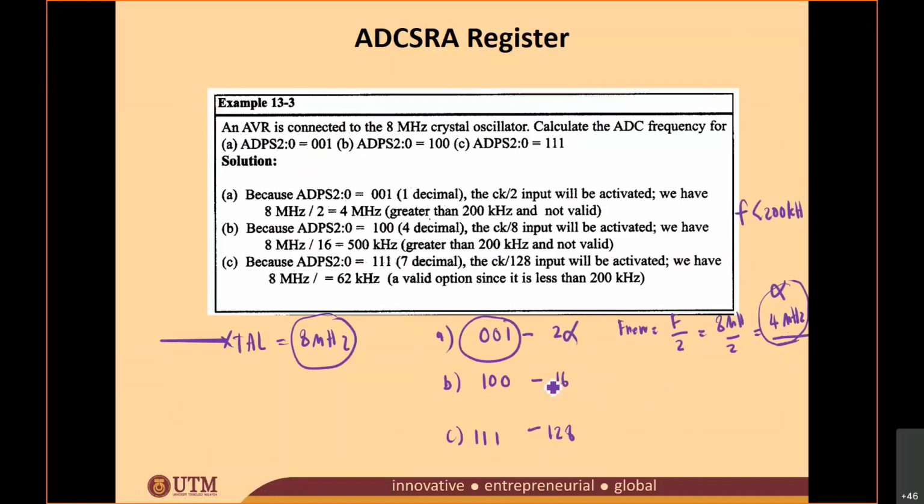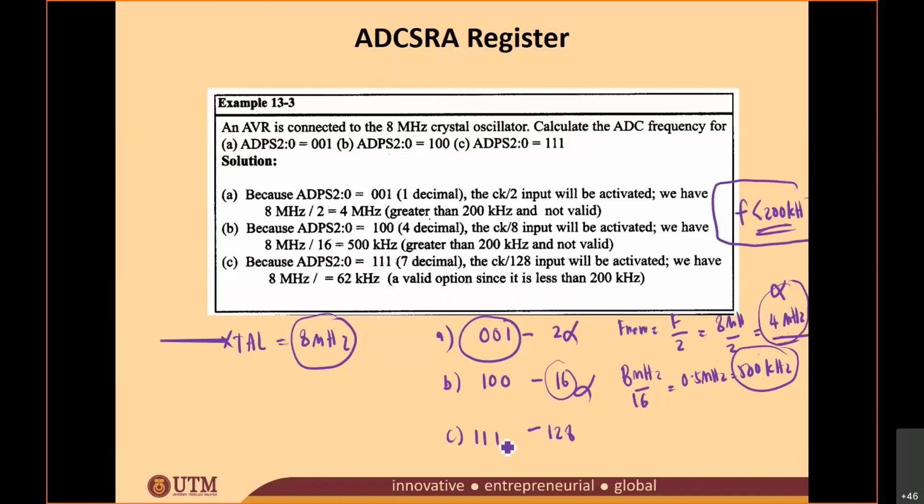And then we take 16. So what happened? 8 megahertz, you divide by 16, then you get 0.5 megahertz, which is equal to 500 kilohertz. Can you use this frequency? Cannot. Why cannot? Because this frequency is greater than 200 kilohertz. So this one also cannot. So you need to determine the best prescaler that we need to use in order to make sure our frequency is less than 200 kilohertz.